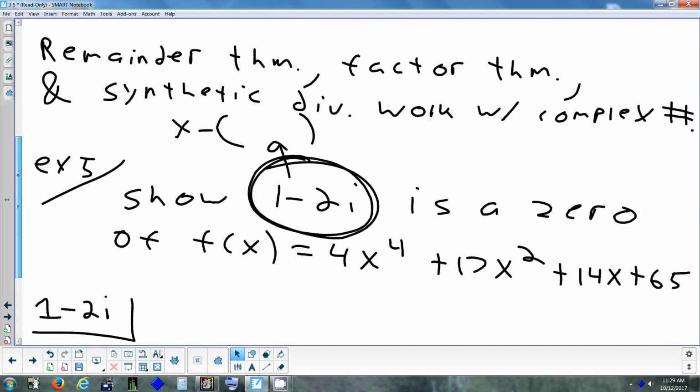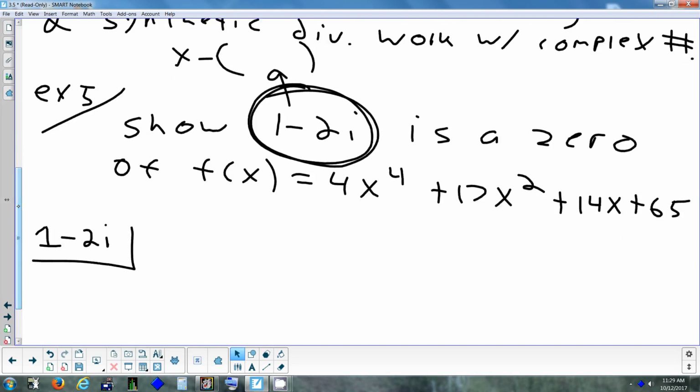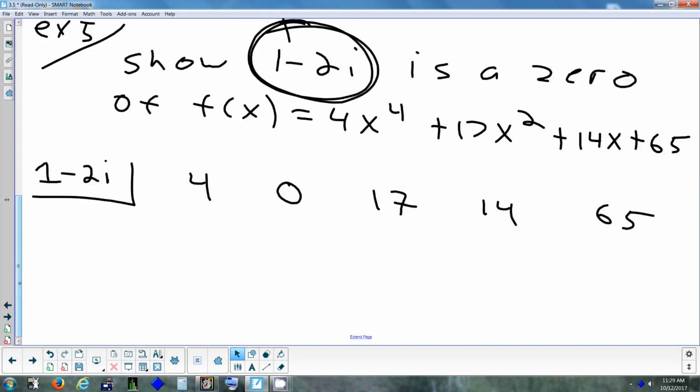And now copy down your leading coefficients. Make sure you leave any zeros for things you're missing. So 4, 0, 17, 14, 65. And it doesn't start out too bad. Okay, first couple steps are pretty easy. Okay, what's my first step? Chantel? Bring down the 4. Yep, bring down the 4.